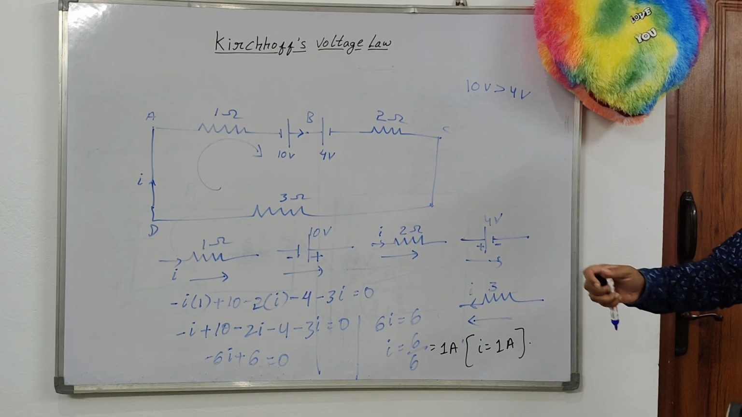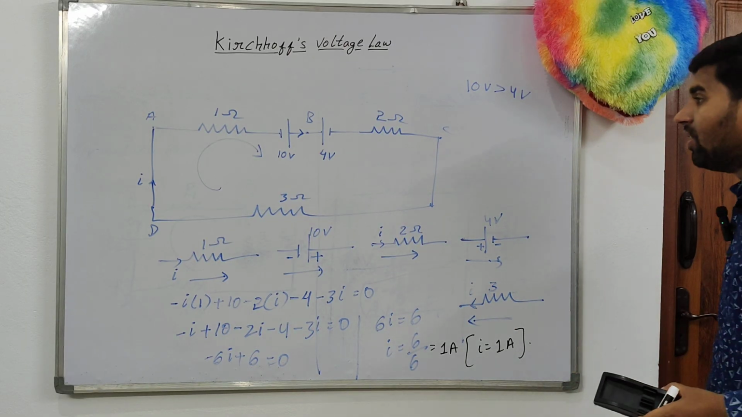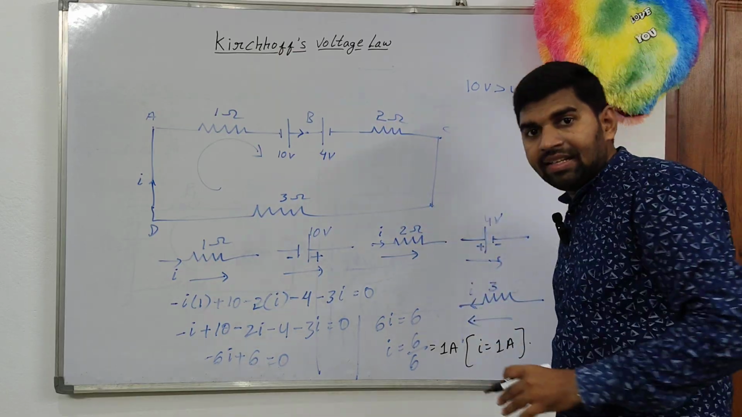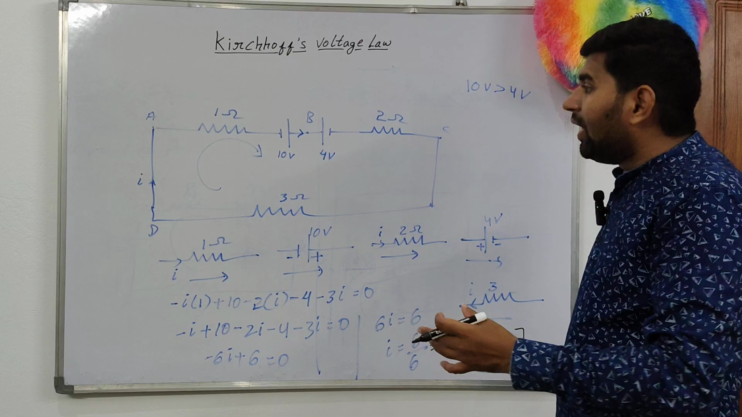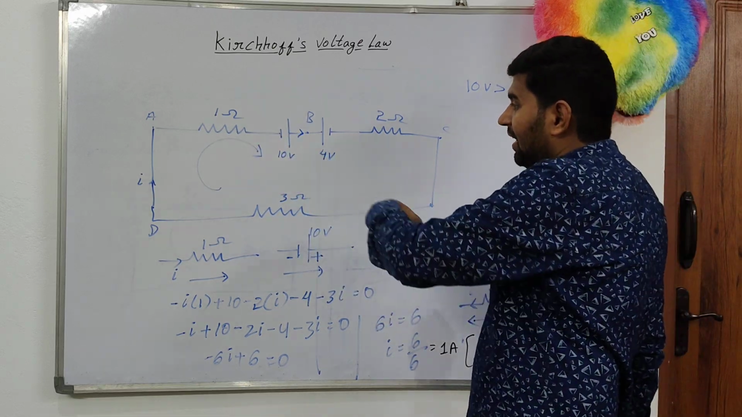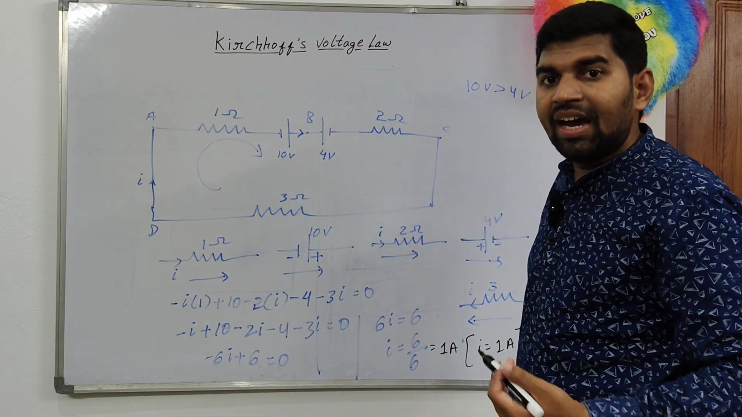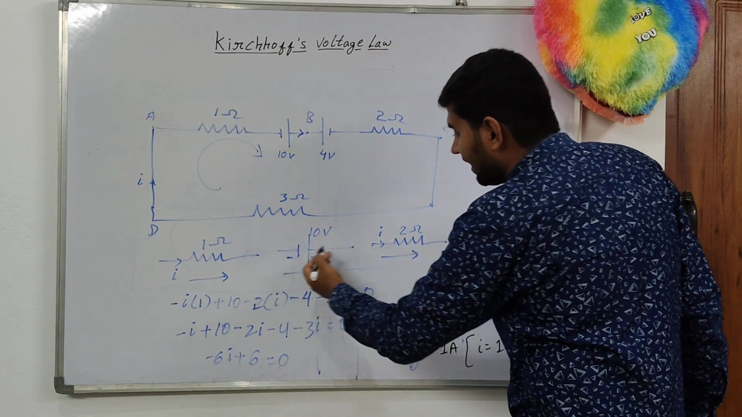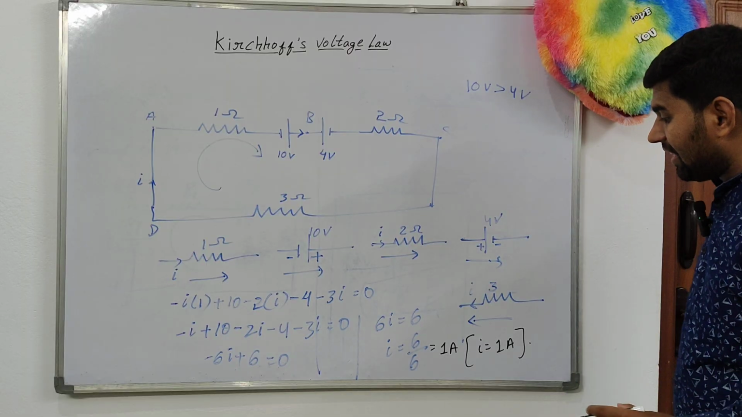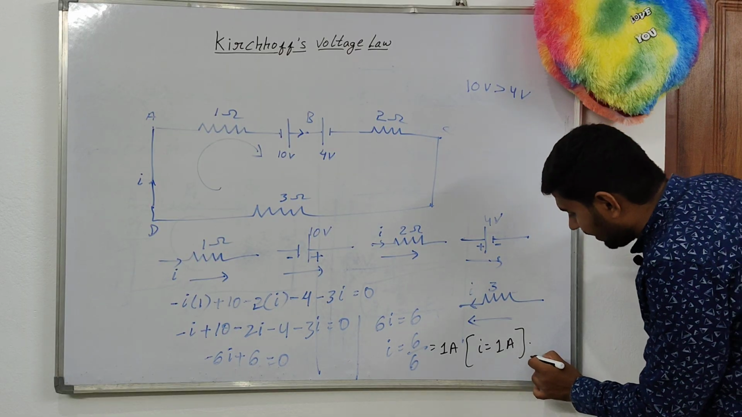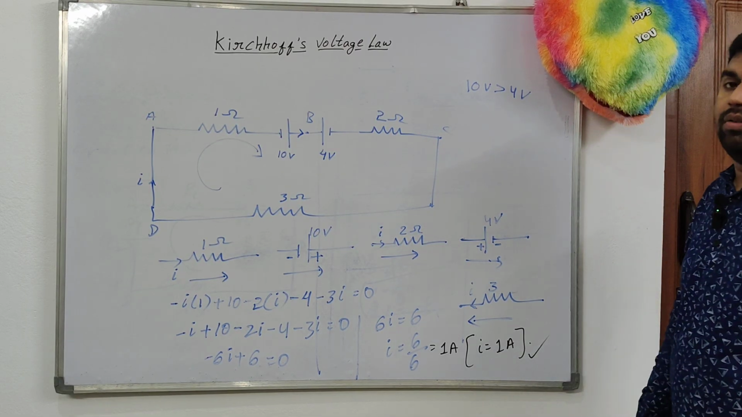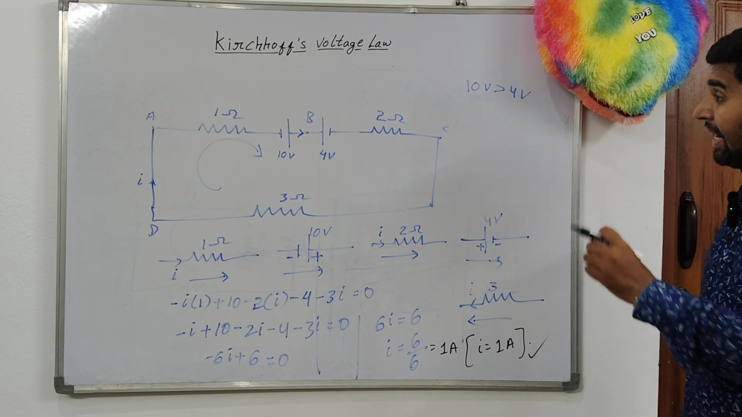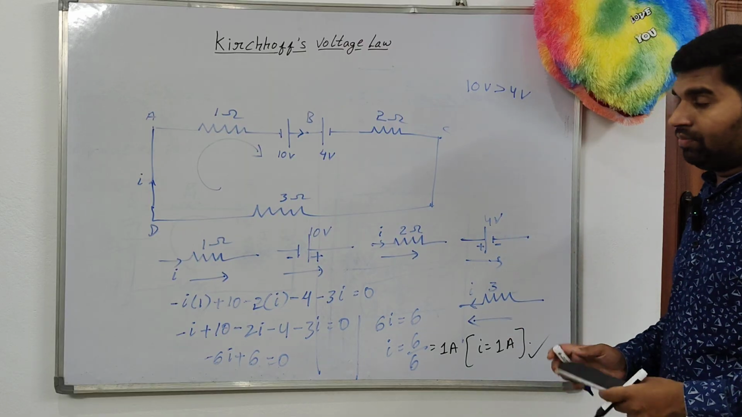Is that clear? First of all, we have to find out the current direction in the circuit. After that, we have to consider the traversing direction, whether clockwise or anti-clockwise. After that, we have to use the sign convention. With the help of the sign convention, we get the current. Here current I is equal to 1 ampere. Is that clear? Like this, we are going to apply the KVL to any circuit. Is that clear?